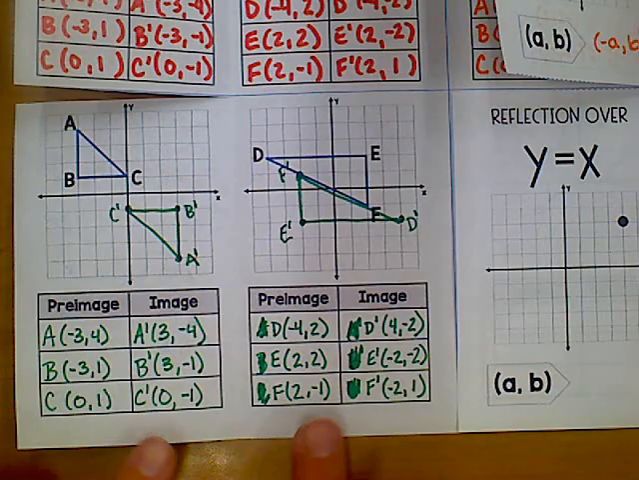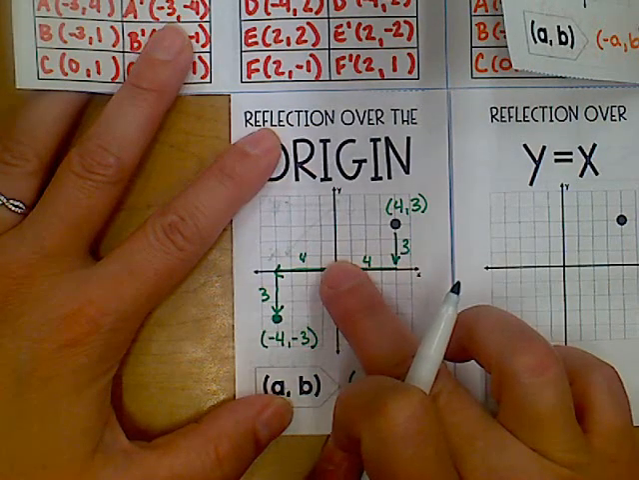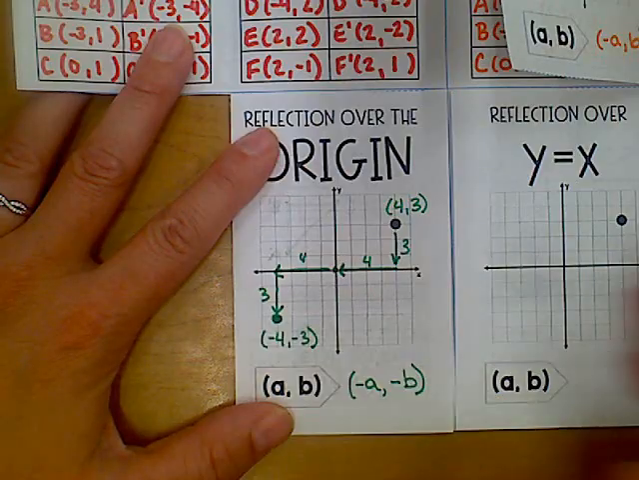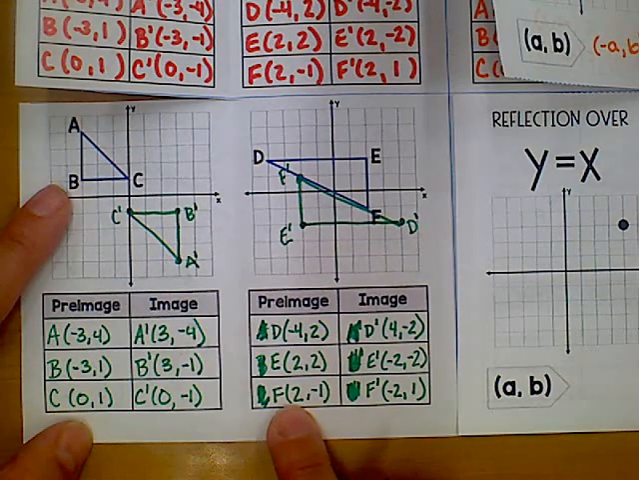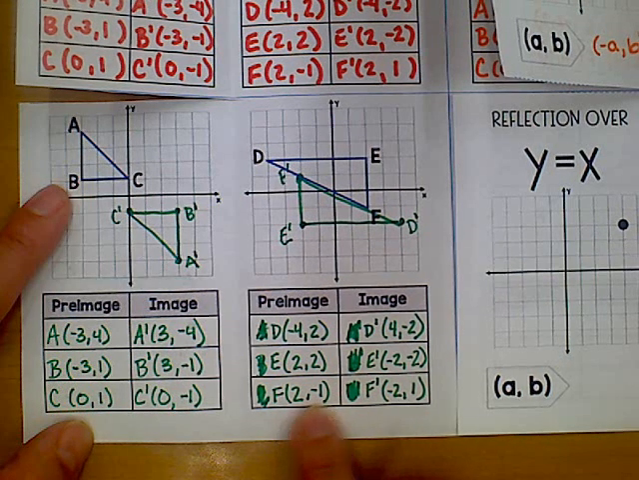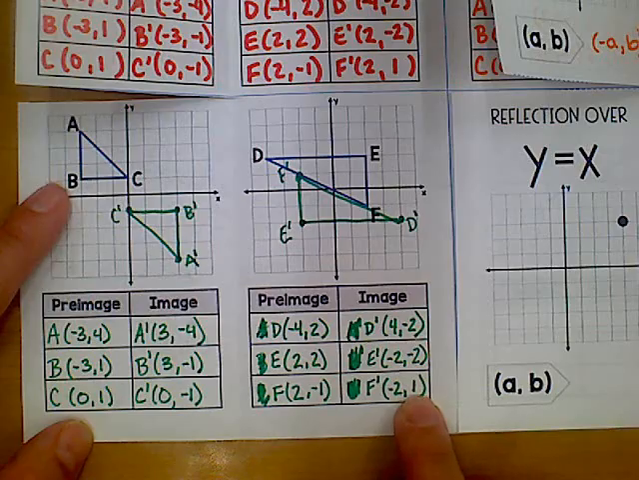So that is reflecting over the origin, remembering that we're getting to the origin and then reflecting that, doing that a second time. You can use our rule: the x coordinate and the y coordinate go to their opposite. The opposite of 2 is negative 2, and the opposite of negative 1 is positive 1.